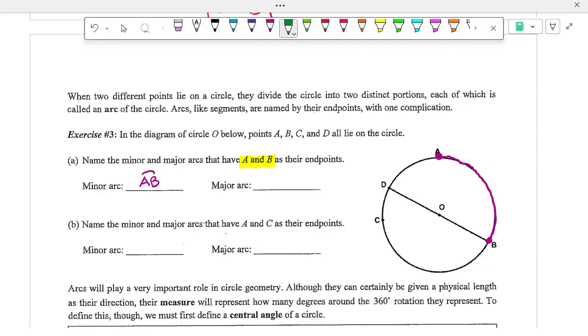What about the major arc? Now we're looking at the other side of A to B, and you need 3 points. So what's the other way you can name them? ACB. So you could do either ACB or you can do ADB, because remember what I said, it doesn't matter what the middle point is as long as it's between A and B. So both of those represent the same arc.